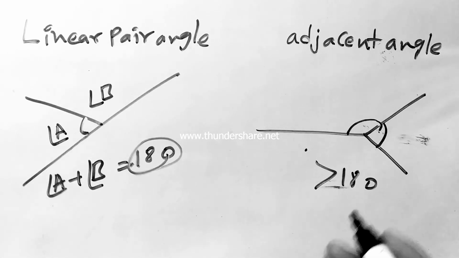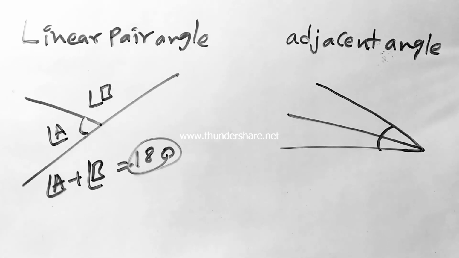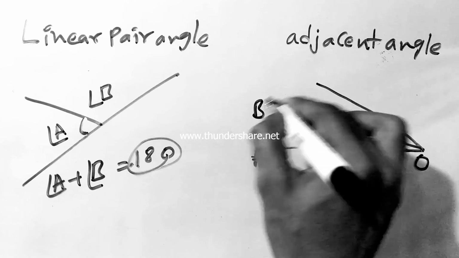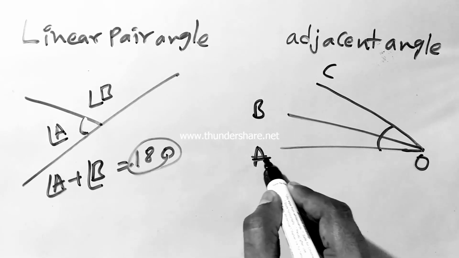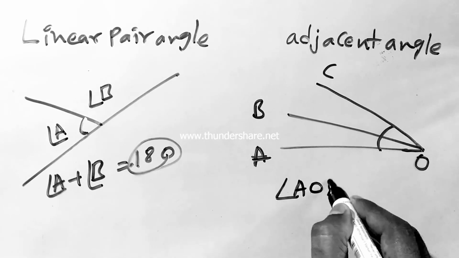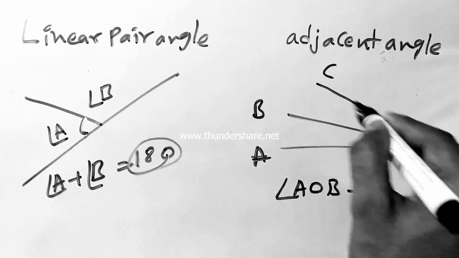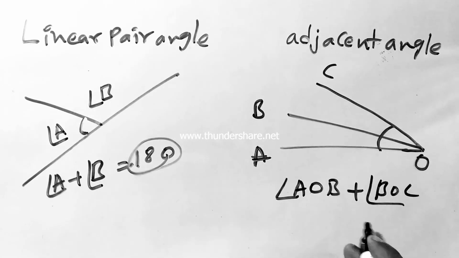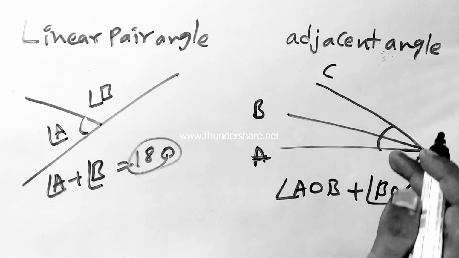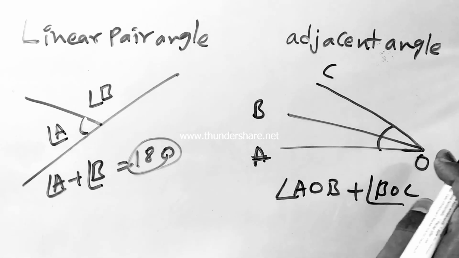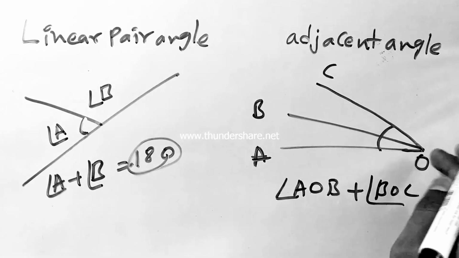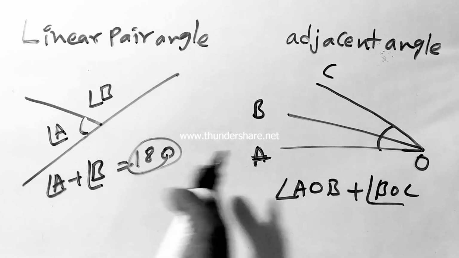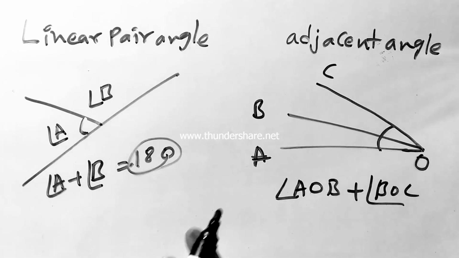Let us consider here angle AOB and angle BOC. These are the two angles which are adjacent, side by side. So they have a common arm, and O is the vertex. Then these are said to be adjacent angles, but not a linear pair of angles. A linear pair should be exactly equal to 180.